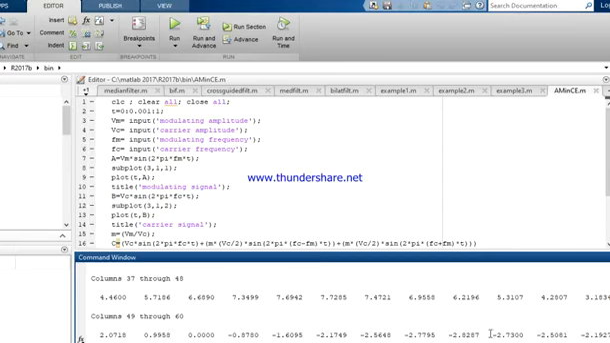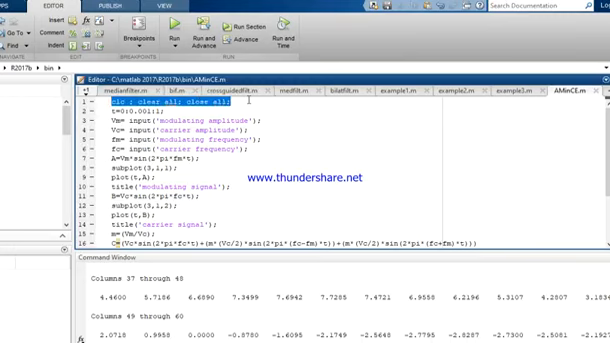First, I have already typed all the code and commands here. One by one we will check what the commands are and what their roles are. The first line is clc, comma, clear all and close all.